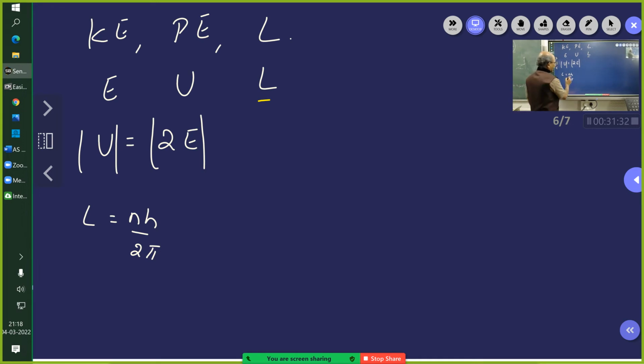So in this case, they are asking you ground state. So n is equal to 1. So this simply will be equal to h by 2 pi. Okay, friends? Yes, sir.